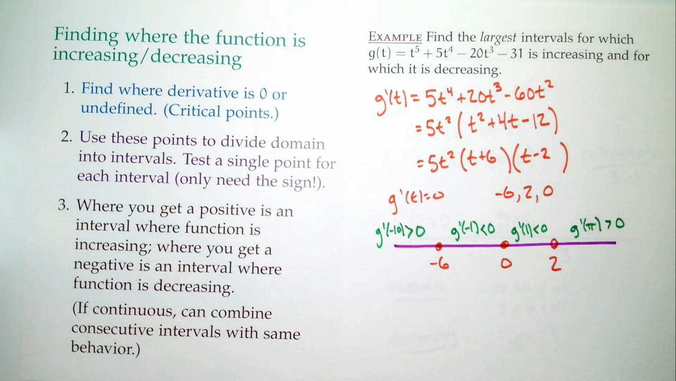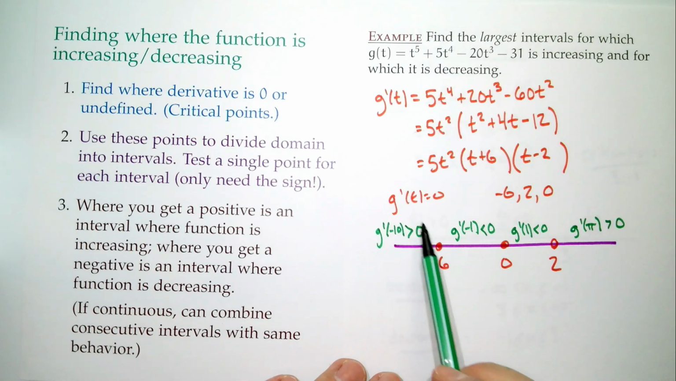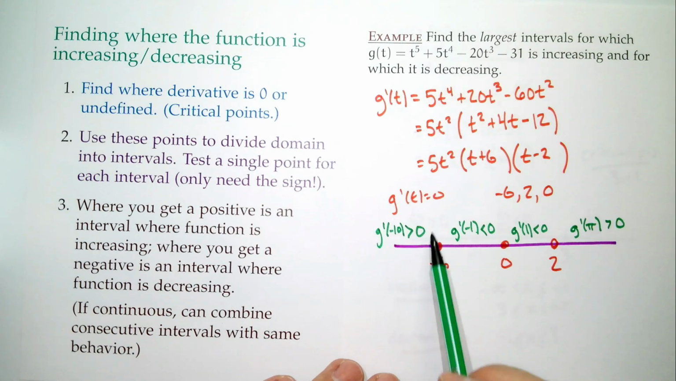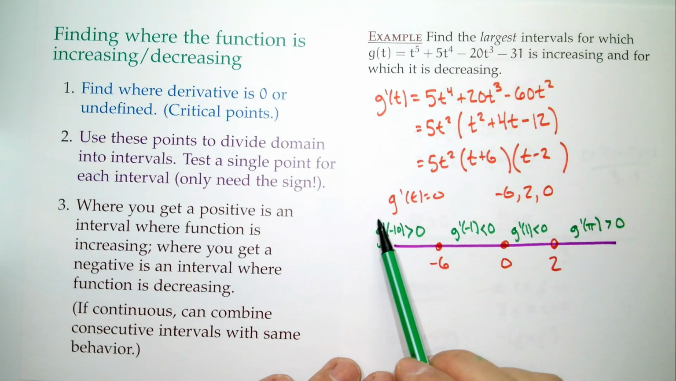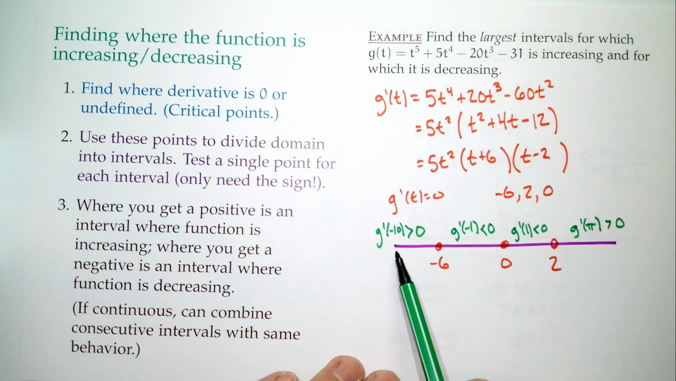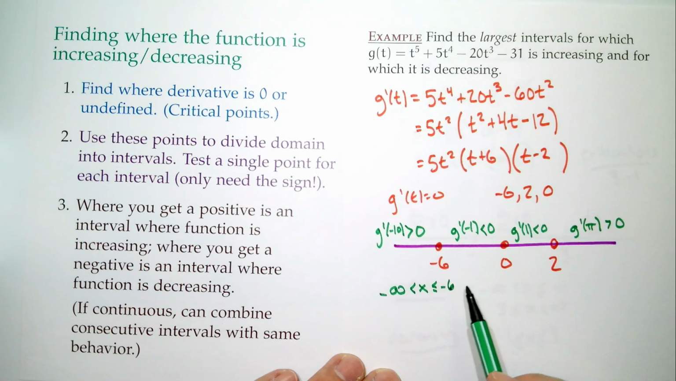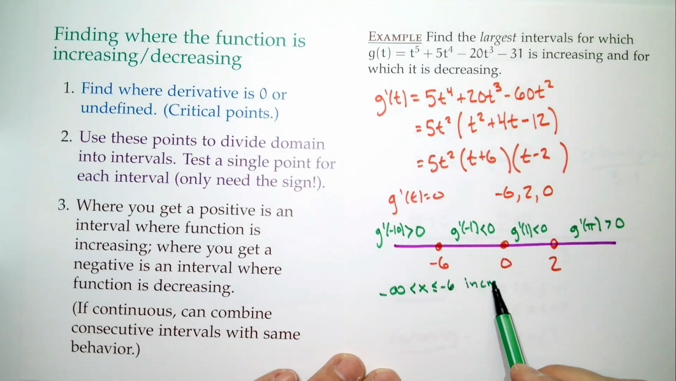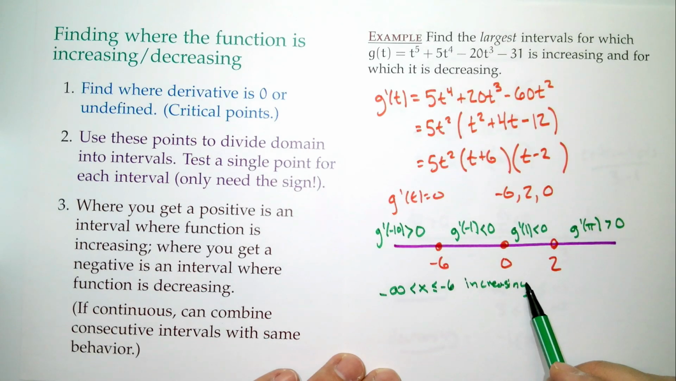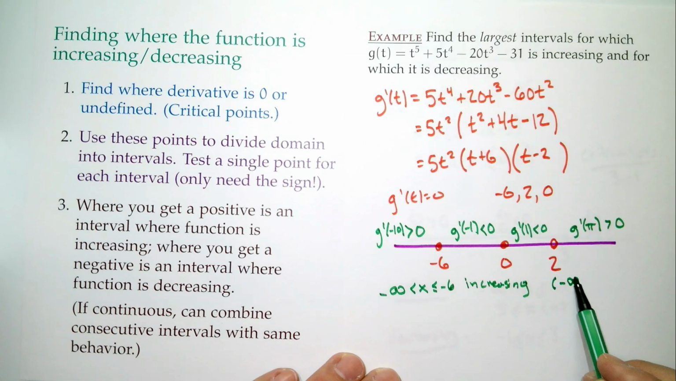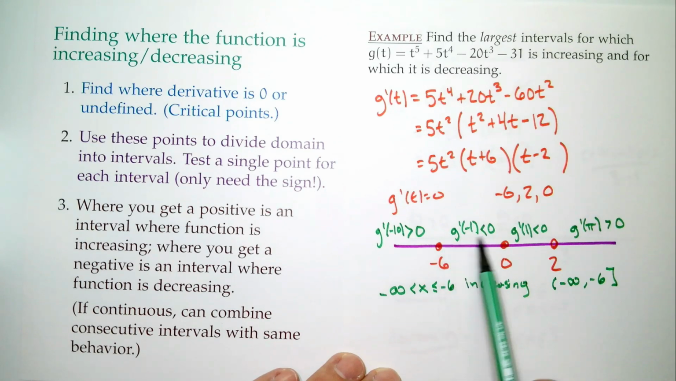So now, the question, what are the largest intervals for which it's increasing, for which it's decreasing? So what you do is you say, okay, so we can see initially it's positive. So are we increasing or decreasing? We're increasing up to what point? Negative 6. So from negative infinity up to, and I like to include negative 6, that we're increasing. Now, by the way, you can also use the interval notation like negative infinity, comma, negative 6 with the square bracket.